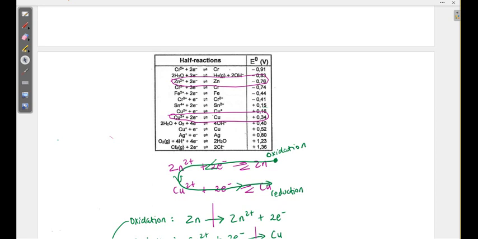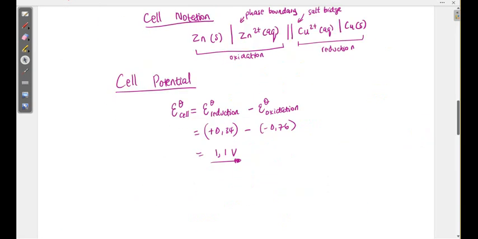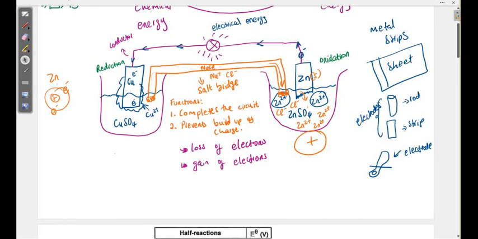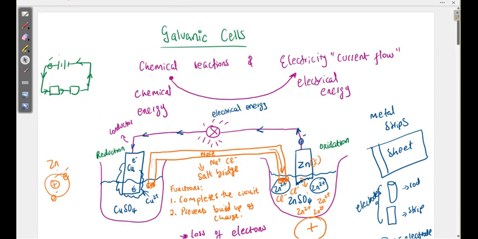Now that you know which one is reduction, you take its value and plug it in. For oxidation, you take its value, plug it in, then solve. For galvanic cells, you must always get the answer as positive. If you get it as negative, know that you did something wrong. You probably mixed up the oxidation and the reduction. So the cell potential must always be positive, because these reactions are spontaneous reactions. They naturally occur once we connect them. In electrolysis, you get the cell potential as negative. So that is the full information about galvanic cells. If you know that, you are going to be okay.